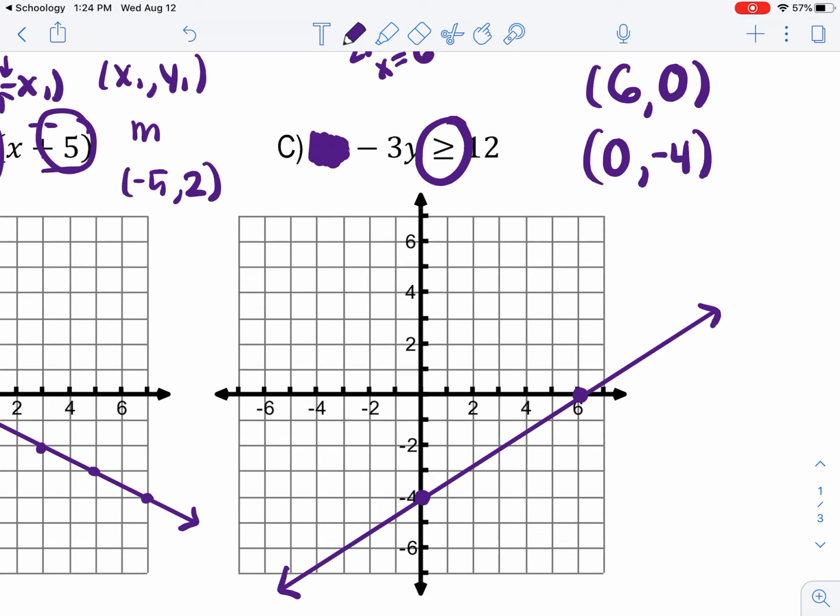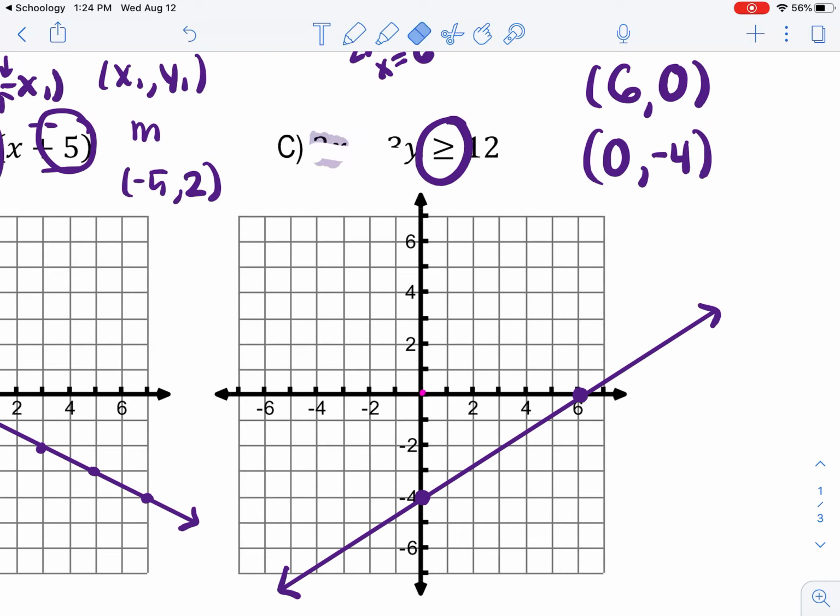Now, also since it's an inequality, it's not just those points, it's values that are greater than that 12 right there. So I need to know what side of this line I'm shading on, what points are greater than, okay? So how I'm going to do this is I like to pick a point anywhere that I want. So I'm going to pick 0, 0 right here, okay? I'm going to have to erase that when I'm done.